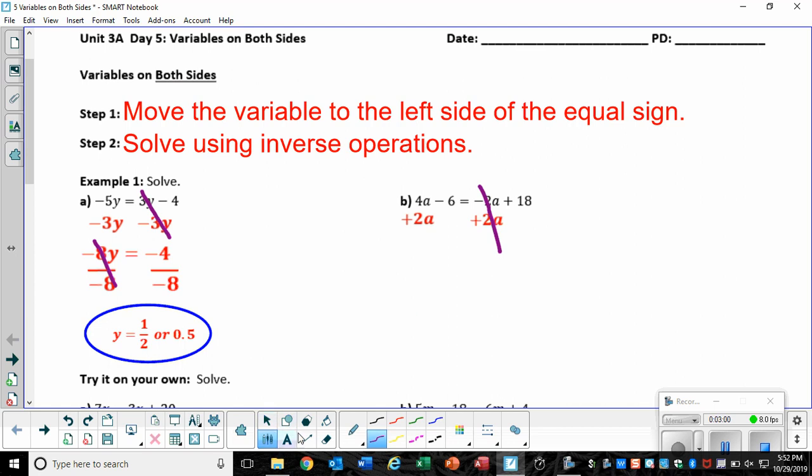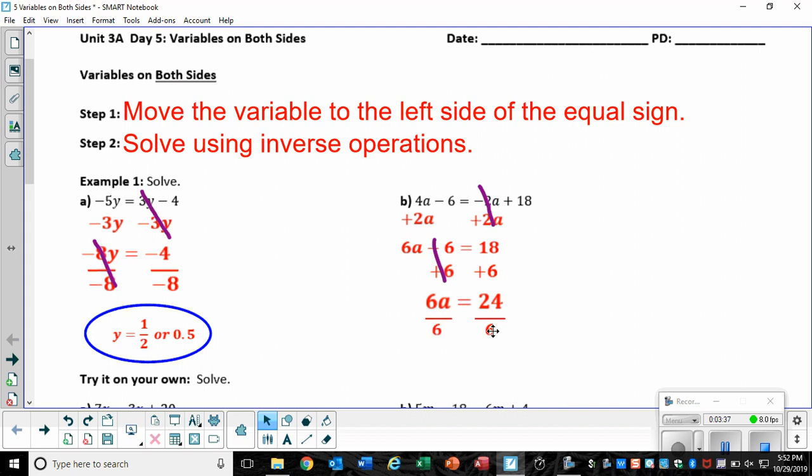Oop, did that a little bit too far. Erase. There we go. And these 2a's, I'm going to go ahead and add. So 4 plus 2 gives me 6a. I bring down the minus 6, and I bring down the 18 from the other side. Okay? Now it's just a two-step equation. I'm going to go ahead and add 6 to both sides to get rid of that constant. These will cancel out. So that'll leave me with 6a on this side equals 24 over here.